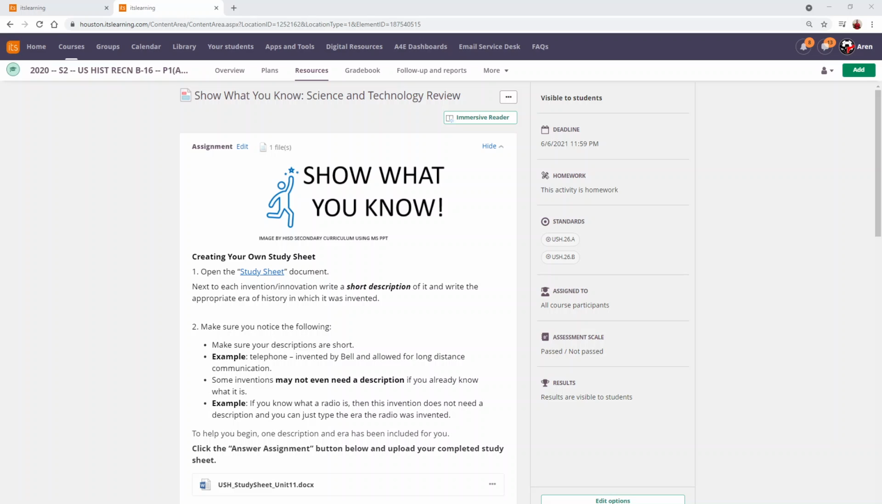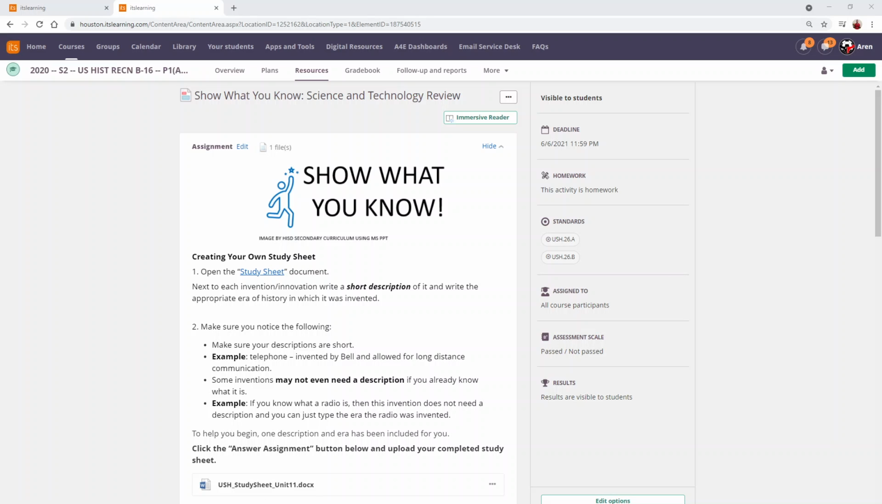So what you're supposed to do here is, next to each invention slash innovation, you write a short description of it and write the appropriate era of history in which it was invented. Make sure that you fit everything in these little boxes. You don't have to go too long or crazy or anything like that. Some inventions might not need a description. So then let's begin on the assignment.